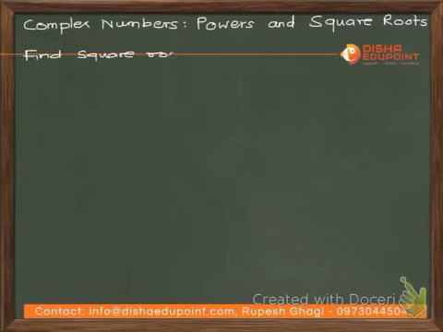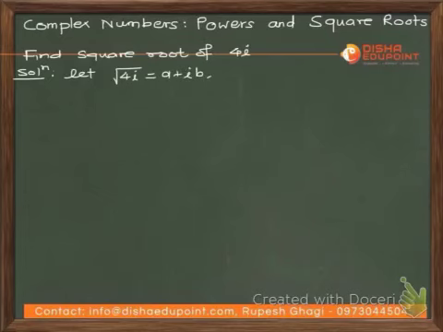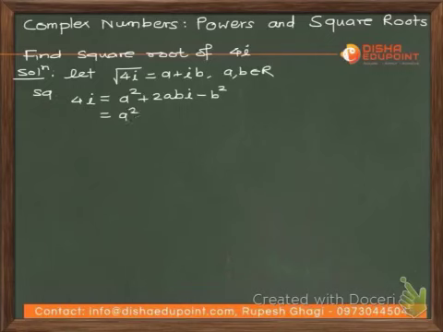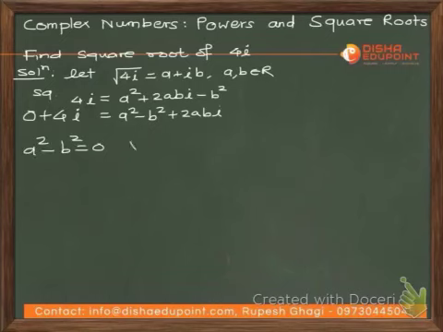Let's try to solve one more problem now. Find the square root of 4i. Again the same method. Let's consider that the square root of 4i is equal to a plus ib, where a and b are real. Squaring both the sides, we have 4i is equal to a square plus twice abi minus b square. So a square minus b square plus twice abi, equating real parts and imaginary parts, a square minus b square must be equal to 0, and twice ab is equal to 4.